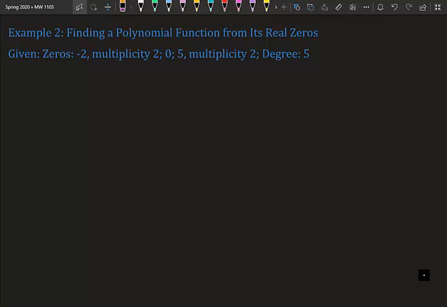Finding a polynomial function from its real zeros. So now we are given the x-intercepts. We're given the zeros. We can find the exact polynomial that came from. Cool. All right, so we have our zeros. Our first zero is -2 with a multiplicity of 2. Our next zero is just 0 with no multiplicity.